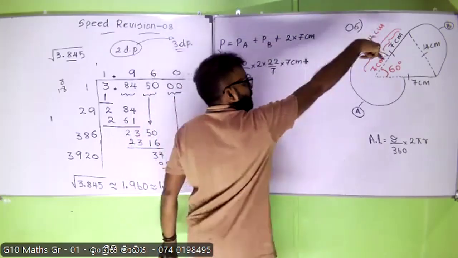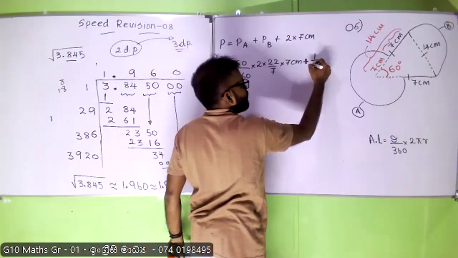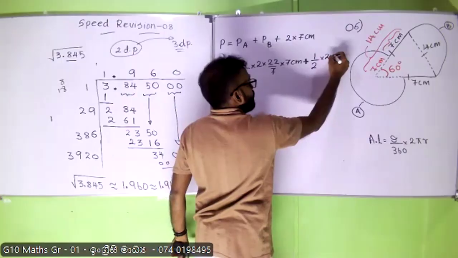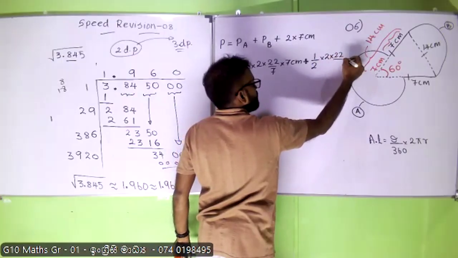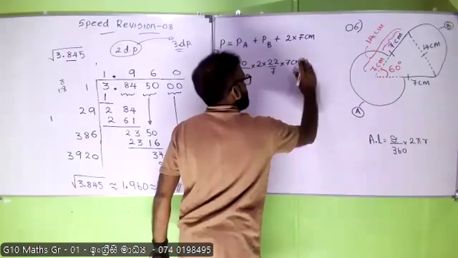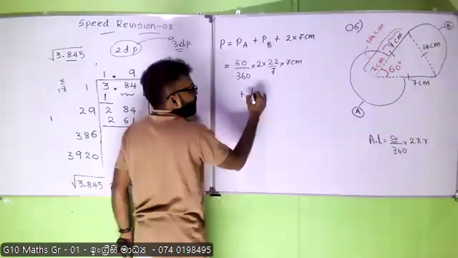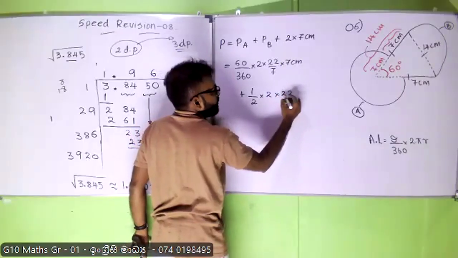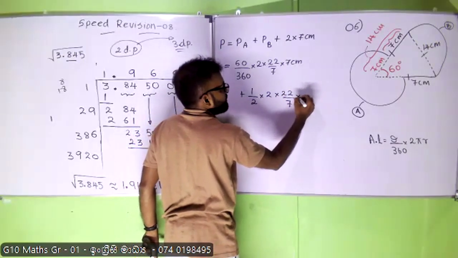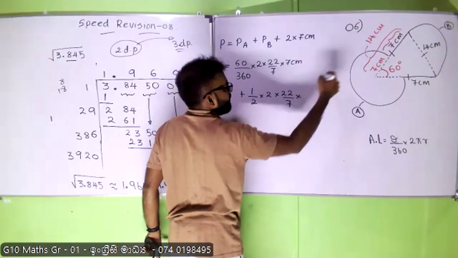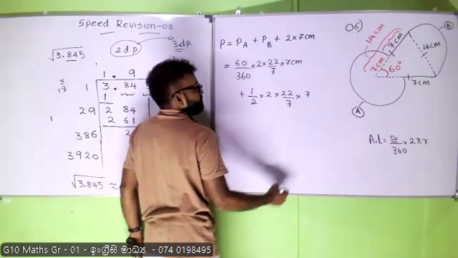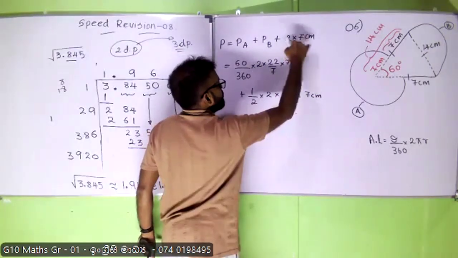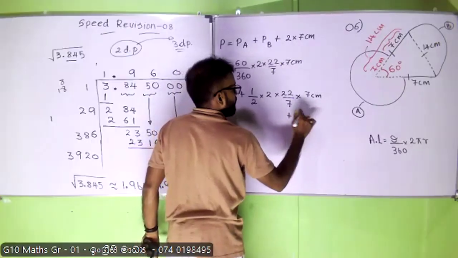perimeter of B. Half circle, you know that means, right? Half circle, 2 times π means 22/7. And the radius is 14 divided by 2, which means 7 centimeters, plus 2 times 7, 14 centimeters. Done.